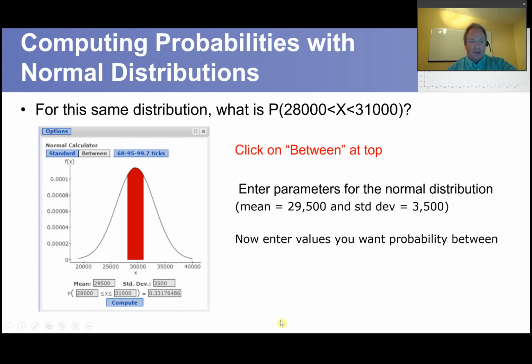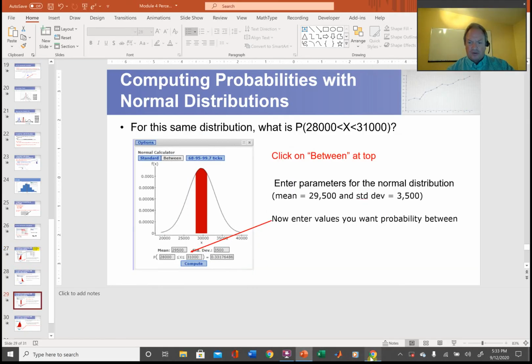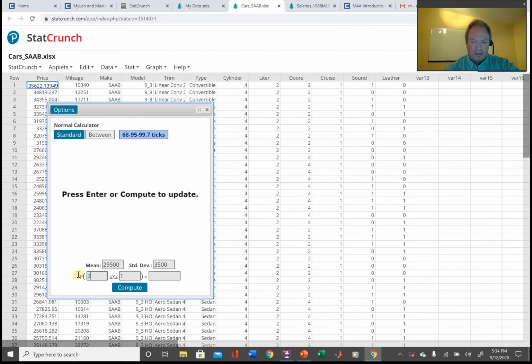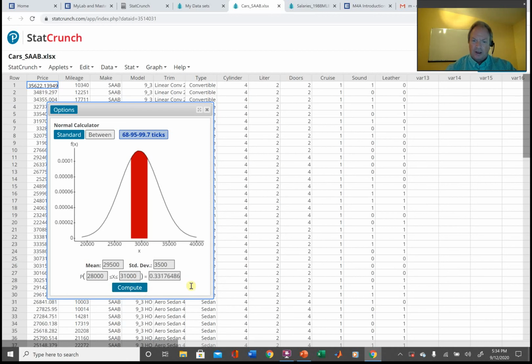And let me go ahead and do that. So I'm going to go back to StatCrunch here. And all I'm going to do differently is click between. And we wanted the probability that we were between 28,000 and 31,000. So I'm going to put those as the upper and lower limits. And we click on that. And we see that it's roughly 33%. Okay, good.